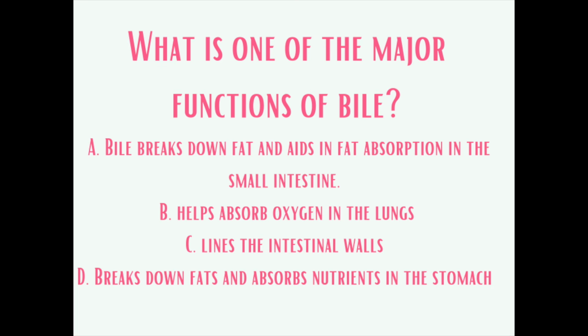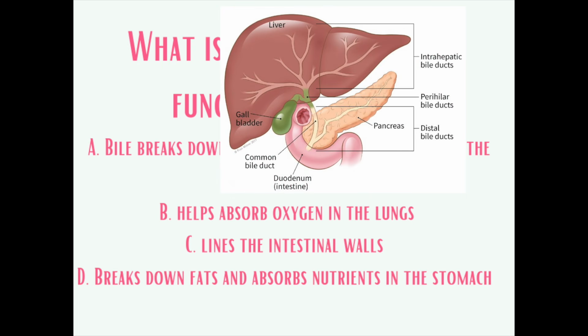What is one of the major functions of bile? A, bile breaks down fat and aids in fat absorption in the small intestines. B, it helps absorb oxygen in the lungs. C, lines the intestinal walls. Or D, breaks down fats and absorbs nutrients in the stomach. The answer here is A. Bile breaks down fats and aids in fat absorption in the small intestines.